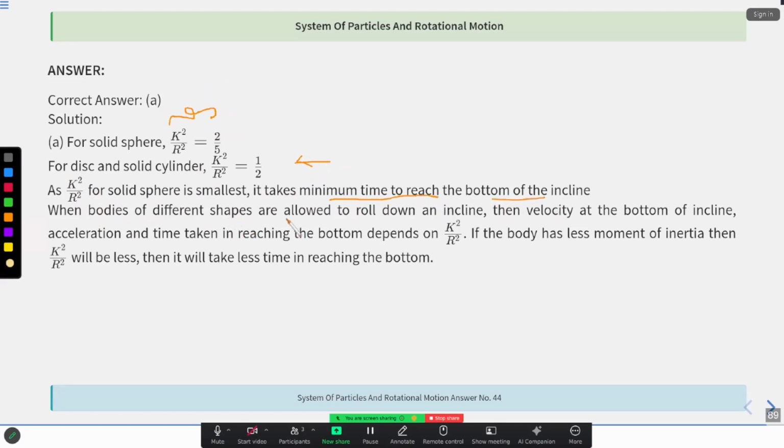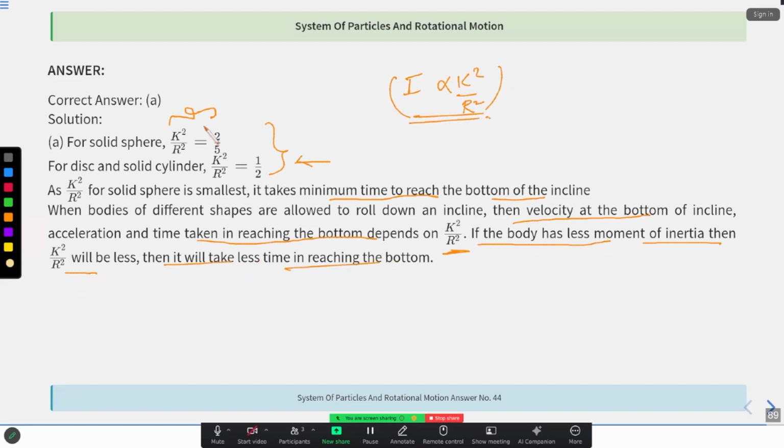Where bodies of different shapes are allowed to roll down the inclined plane, the velocity at the bottom of the incline, acceleration and the time taken in reaching the bottom depend on k square by r square. That is time of descent, whatever we know that. If the body has less moment of inertia, then k square by r square will be less. That is the reason we had calculated moment of inertia, because moment of inertia is directly proportional to k square by r square. Then it takes less time to reach the bottom.